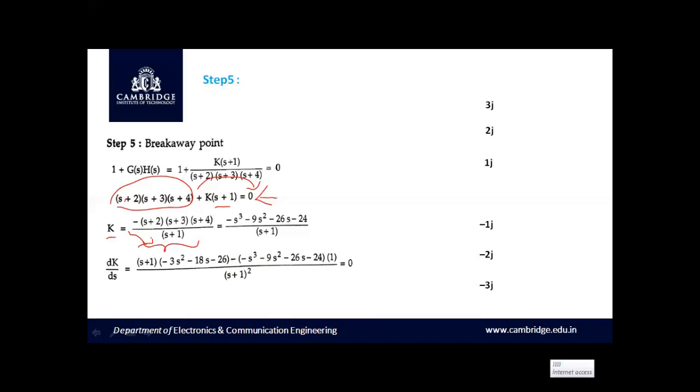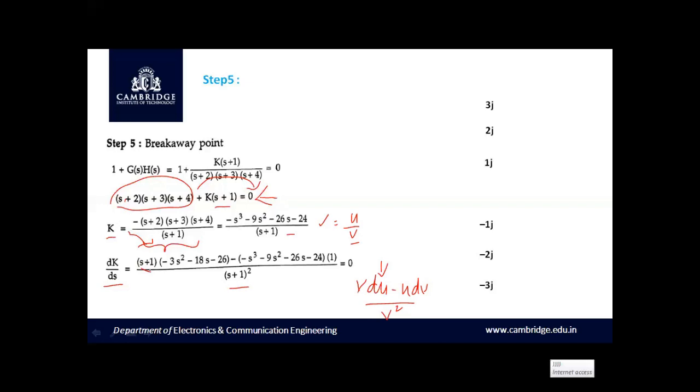Once after determining K in terms of the polynomial s, now we have to differentiate K with respect to s, that is dK by ds. This is of the form u by v. Therefore, we know the formula (v du minus u dv) divided by v square. We have v as s plus 1. Therefore, in the denominator, we get (s plus 1) the whole square. And in the numerator, we use the formula v du. So, s plus 1 is v.